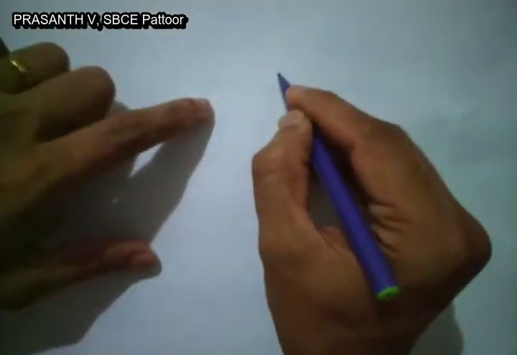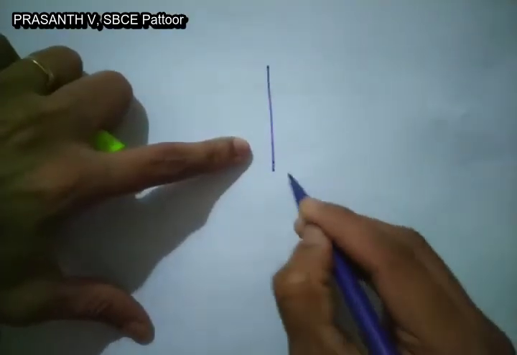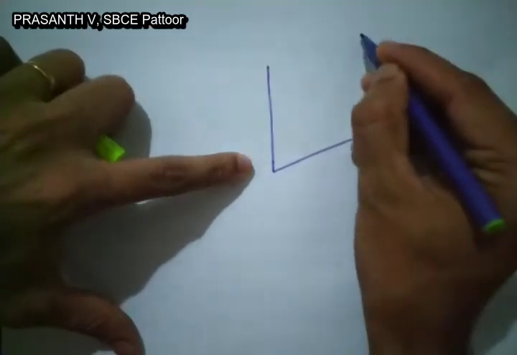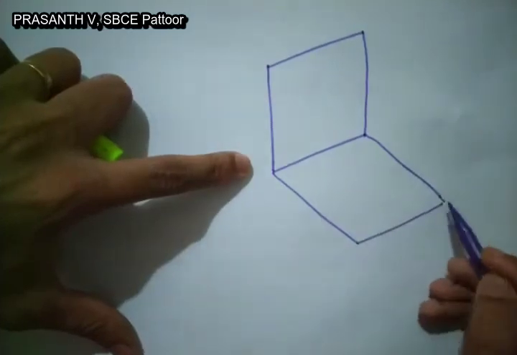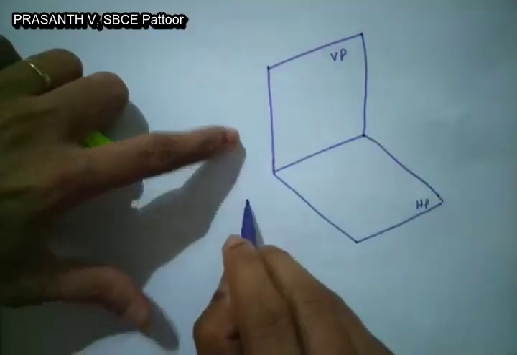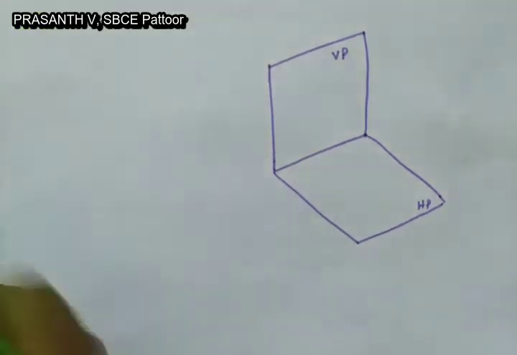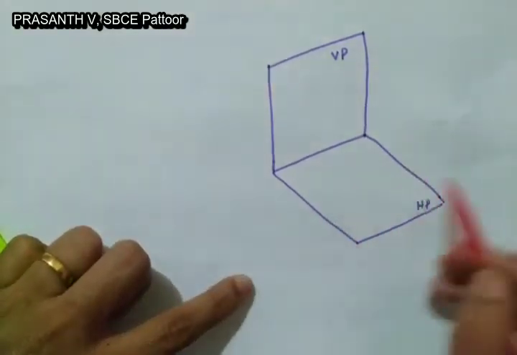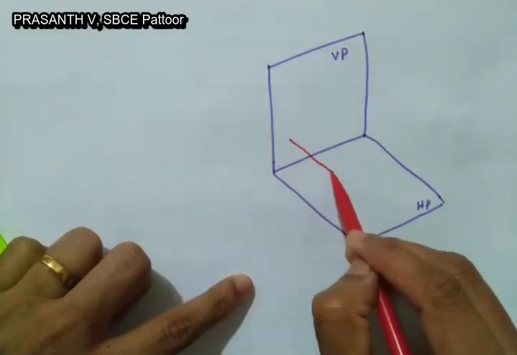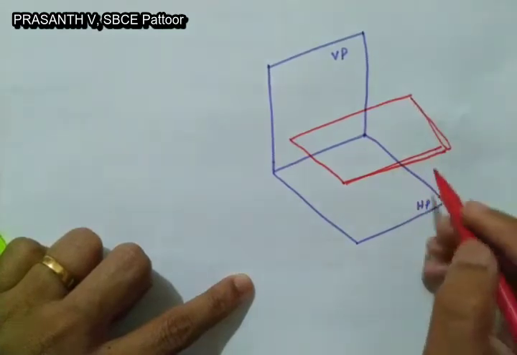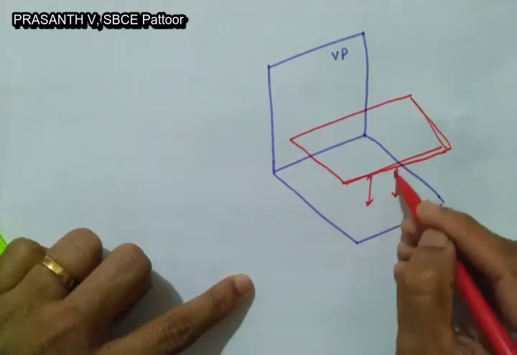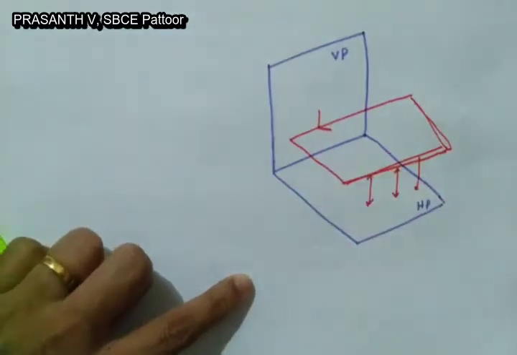For a horizontal section plane, you just imagine the reference planes HP and VP. Suppose this is our reference plane HP, here it is VP. Now for a horizontal section plane, as I said earlier, that section plane is parallel to the horizontal plane. So here we just consider a parallel section plane like this. This red color plane is parallel to HP and perpendicular to VP. You can see that. So this is how we imagine a horizontal section plane.